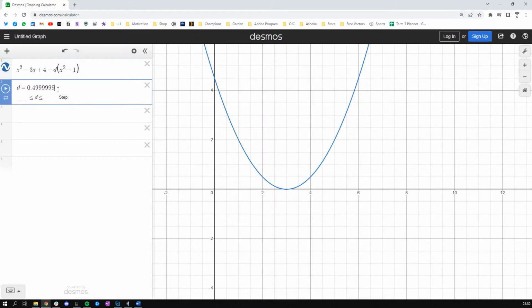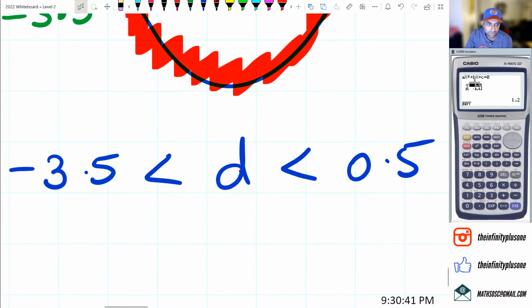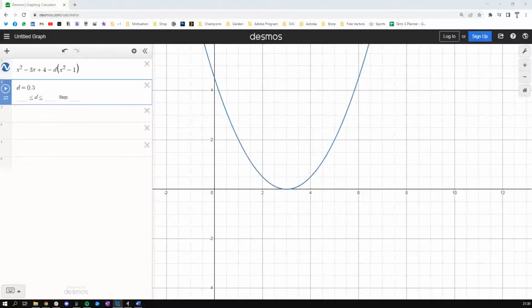All right, so let's go back to here and we're going to put that as 0.5. And I think if you look at it, our other value was -3.5. So if we were to go along here to, just going to play this.